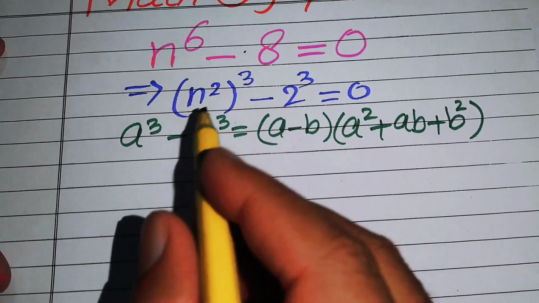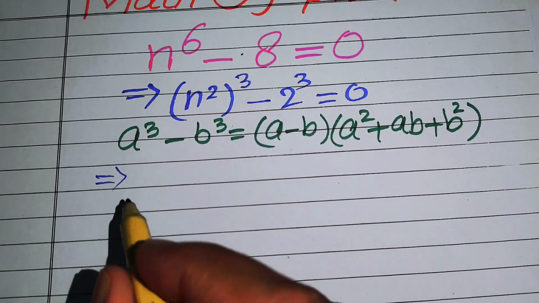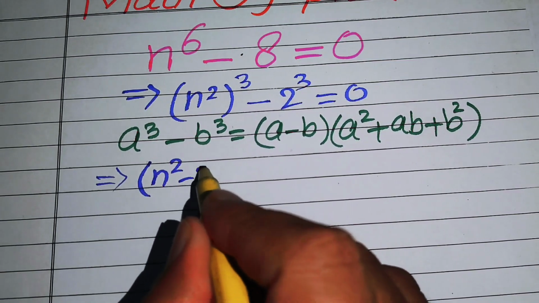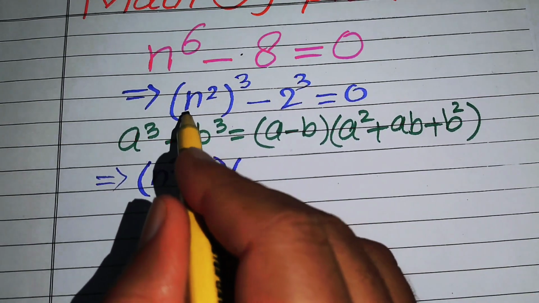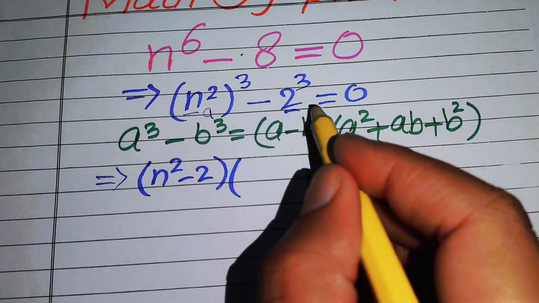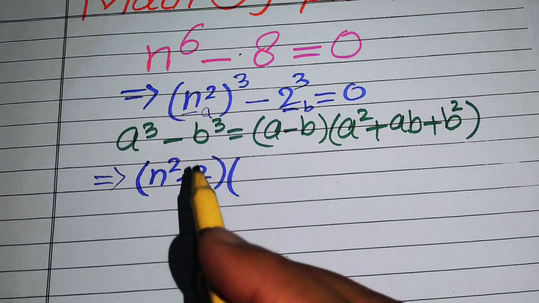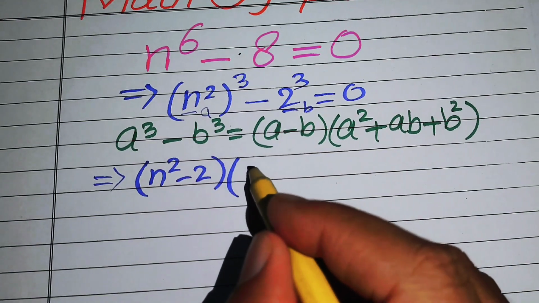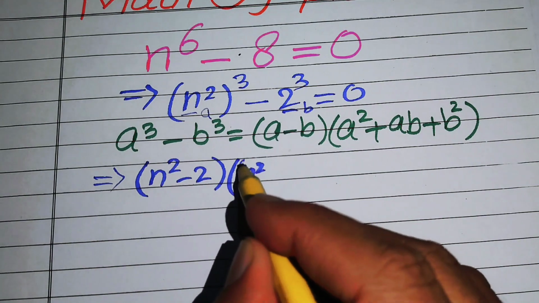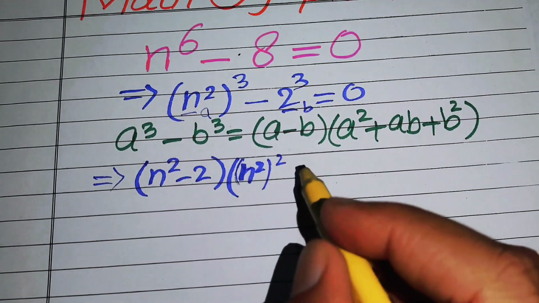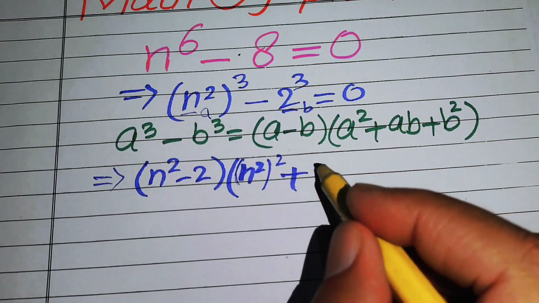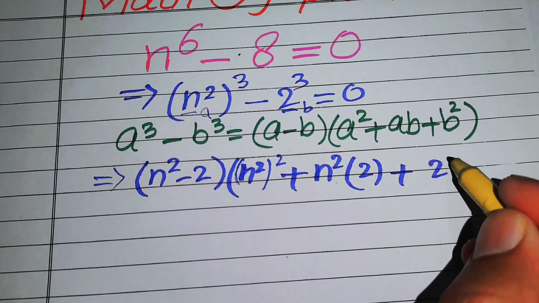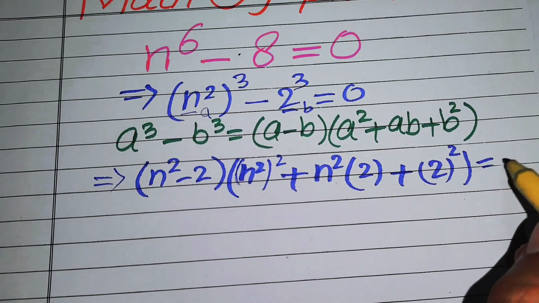After applying this formula, the above equation will become n squared minus 2 times, because here the value of a is n squared and the value of b is 2. So we put the values of a and b in this formula, and you will get its output in the form of n squared and its whole squared, plus ab. So this is n squared into 2, plus b squared, and b is 2 squared, and this whole equation equals 0.